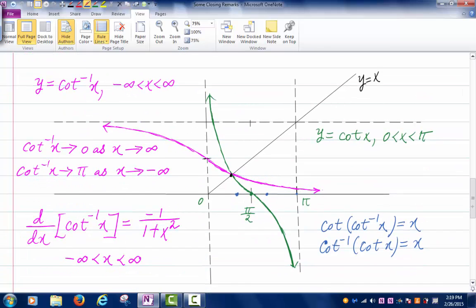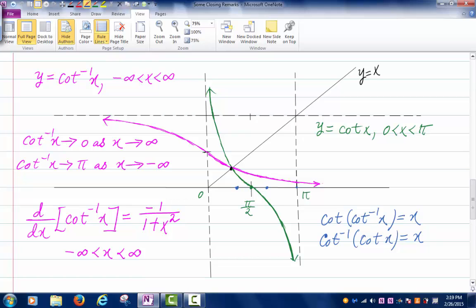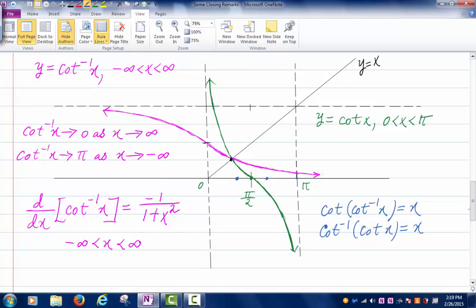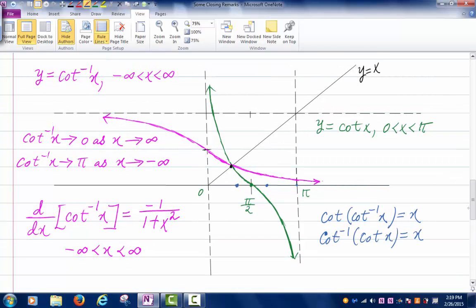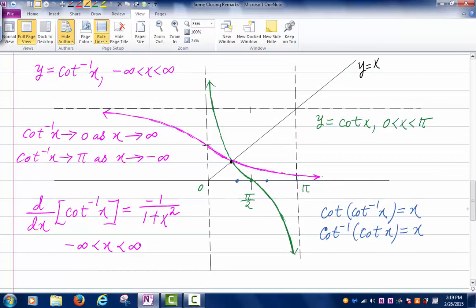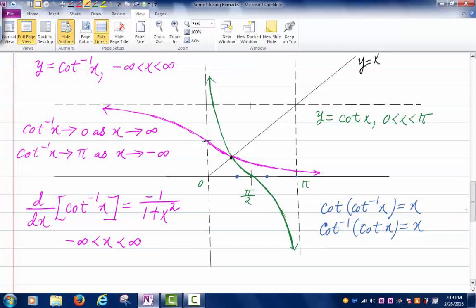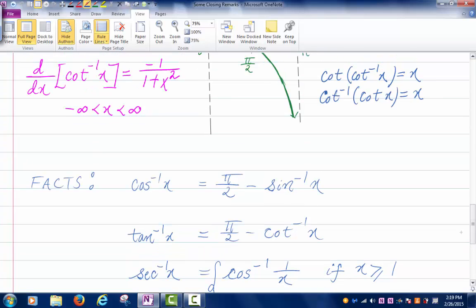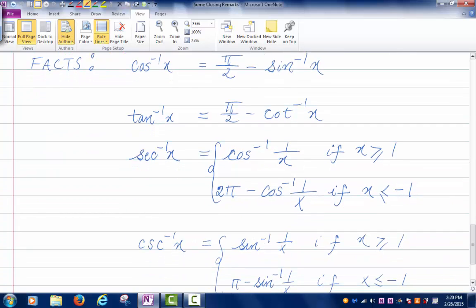The last thing I want to say, just like tangent inverse, I also have cotangent inverse. Here, green one is the cotangent, pink one is the cotangent inverse. The derivative of cotangent inverse is -1 over 1 plus x squared. Now, all I require you to know is sine inverse, cosine inverse, tangent inverse, secant inverse. You don't have to know cotangent inverse or cosecant inverse. You don't have to know those two. One more remark, if you give me one minute.